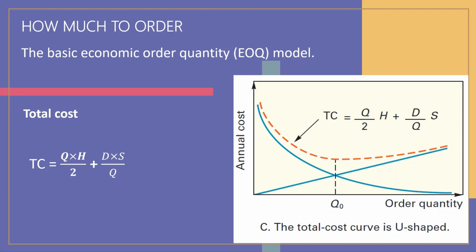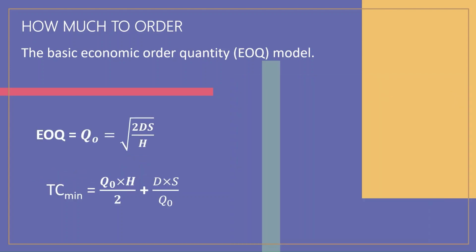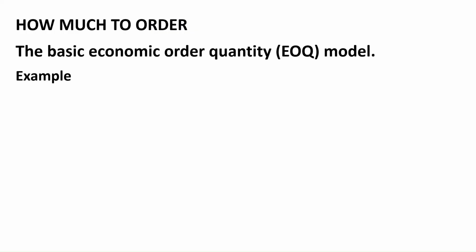An expression for the optimal order quantity can be obtained using calculus. The result is the formula Q0 equals the square root of 2 multiplied by D multiplied by S divided by H. Thus, given annual demand, the ordering cost per order, and the annual carrying cost per unit, one can compute the economic order quantity. The minimum total cost is then found by substituting Q0 for Q in the total cost formula. Let us now solve an example.